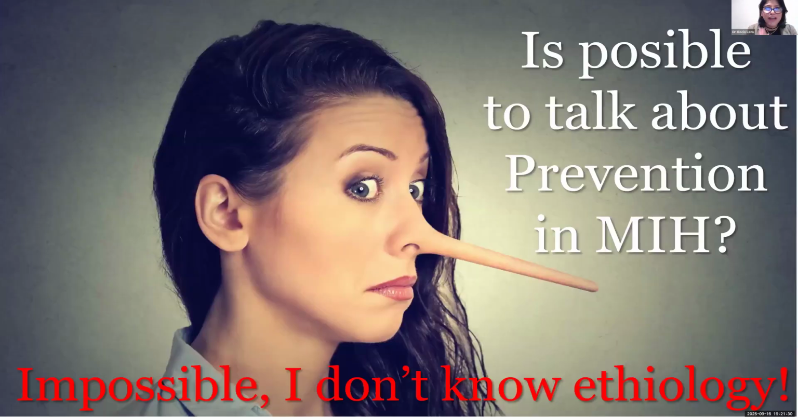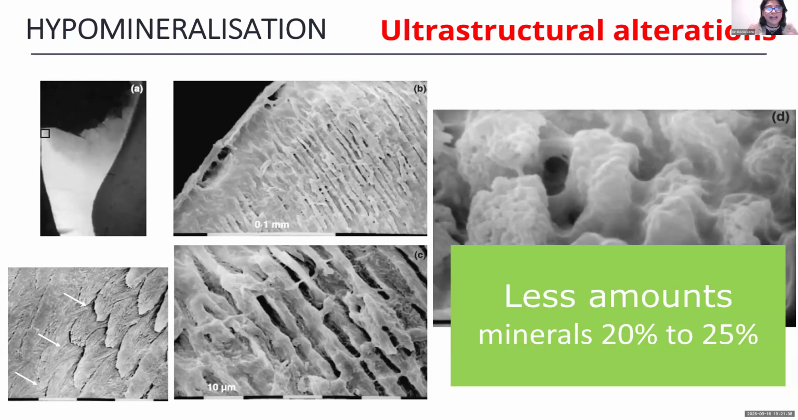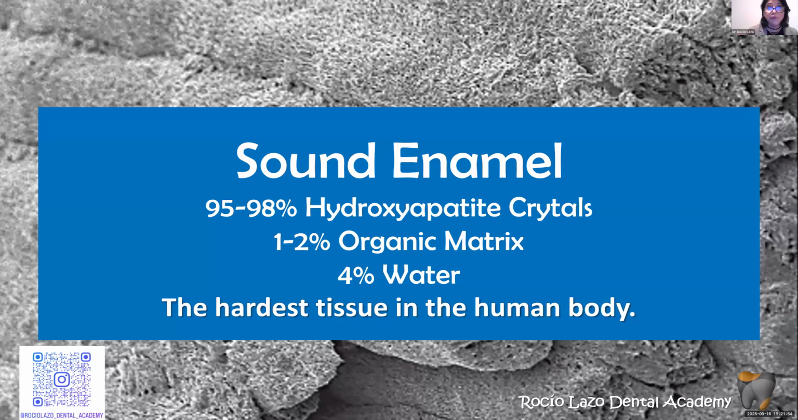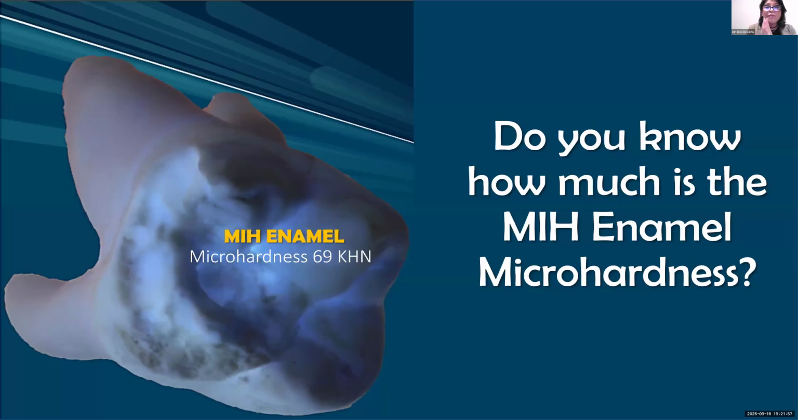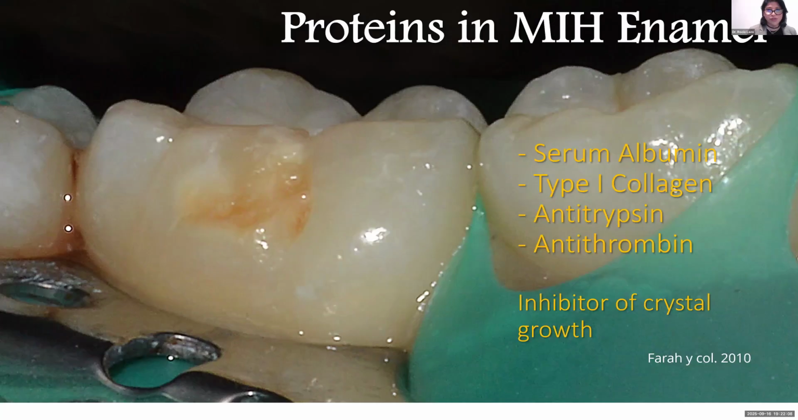Talking about prevention in MIH is impossible. Why? Because we don't know the etiology. It's impossible to talk about prevention. It's important to know and understand the etiology to make the best decisions in the treatment. You have 20 to 25% fewer minerals compared with sound enamel. About the microhardness, the microhardness of sound enamel is 300 to 400 loops, and MIH microhardness is 69 loops.